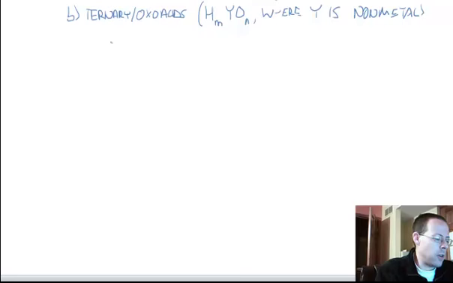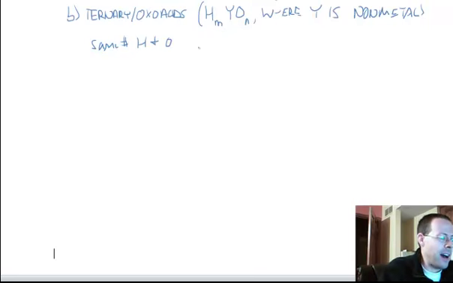All right? So a couple of things. If we have the same number of H and O, all right, so M and N are identical, what is true is the higher the electronegativity of Y, okay, because that's our nonmetal, the higher the electronegativity, the stronger the acid.